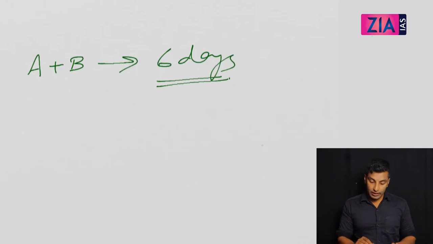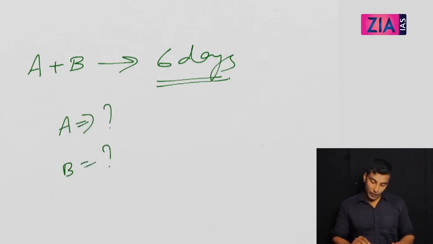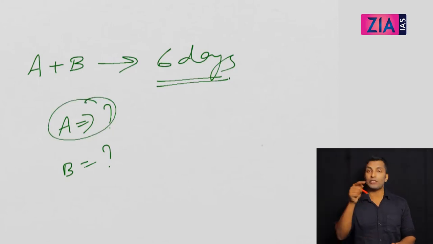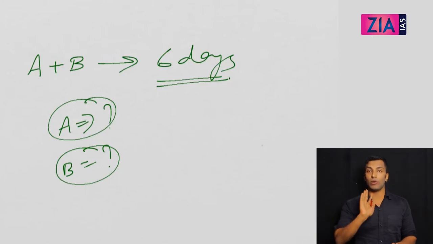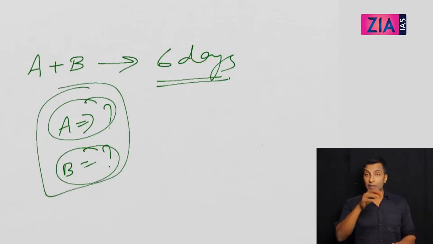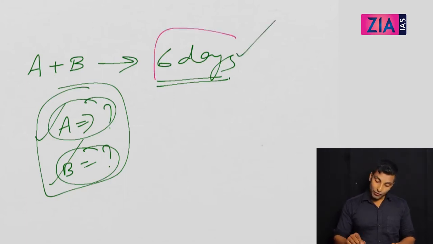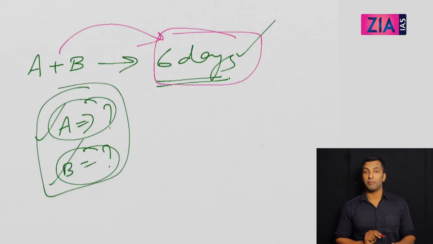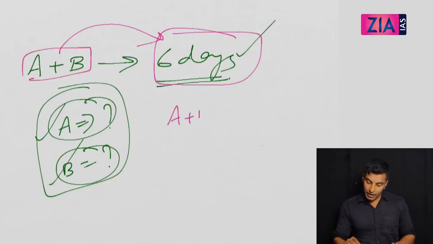Now what I can ask you is, A can finish in how many days, B can finish in how many days. If I get A, I know the relation A is twice as efficient, so I can get B. Or if I get B, I know the relation, I can get A also. But how will I get this? In the previous case, these two are given and you need to find this. But in this case, the final A plus B together is given, right? So A plus B complete 100% in 6 days.